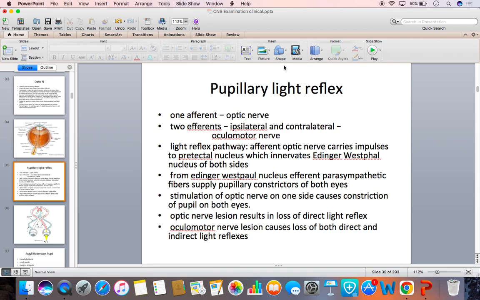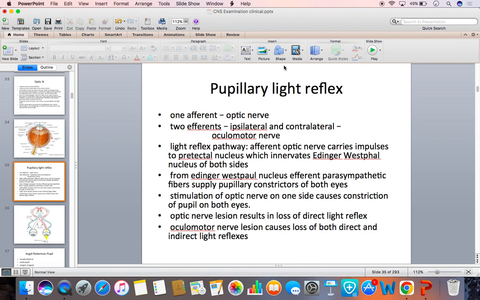Then, for our purpose, the pupillary light reflex is very important as a clinician, as students of medicine and pediatrics. How do you do the pupillary reflex? The pupillary light reflex. Before that, let us know the pathway for the pupillary light reflex.